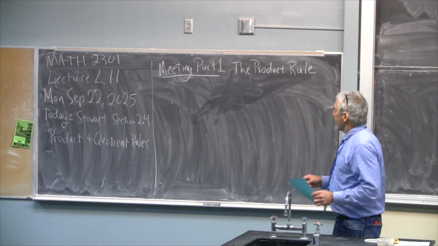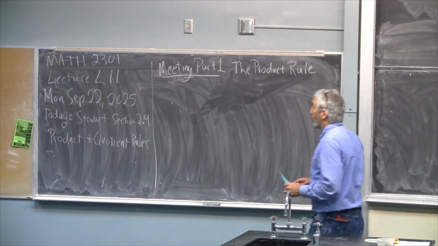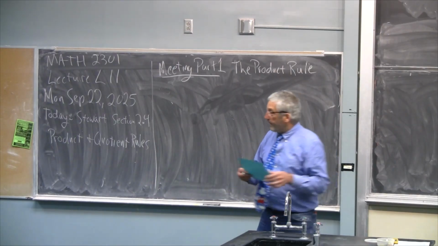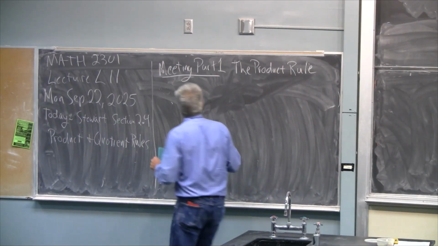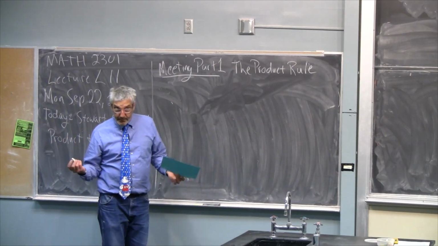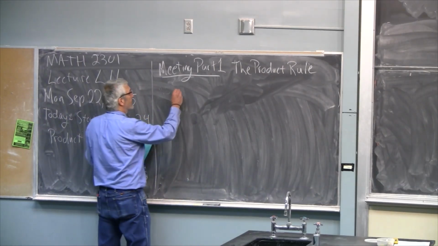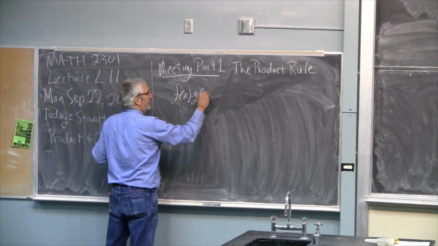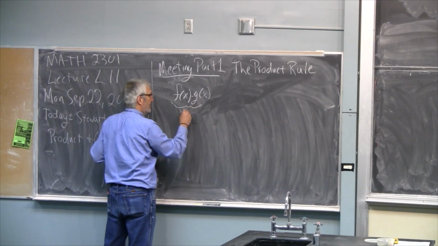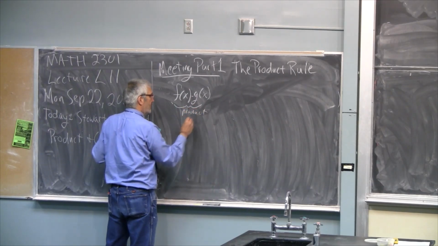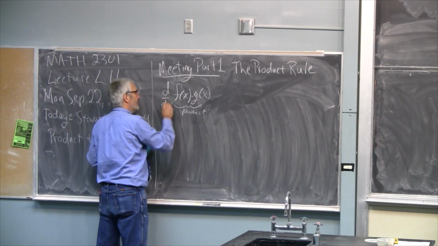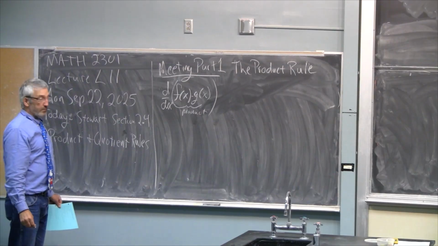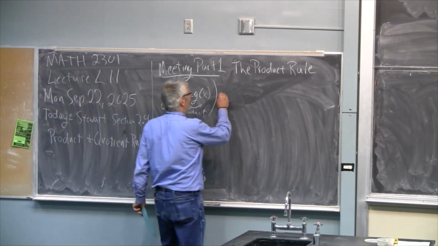So we are starting Stewart section 2.4, which is the product and quotient rule. So I'm going to just dive right in. So meeting part one is the product rule. The product rule is for finding the derivative of a product of functions, something of this form, f of x times g of x. So that's a product. If you put the derivative symbol in front of this, that means that you're going to take the derivative of that product. And what this rule says is you do the following.